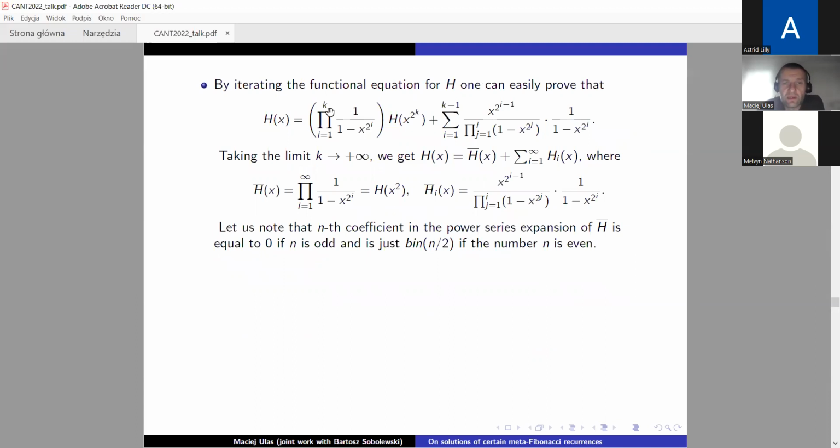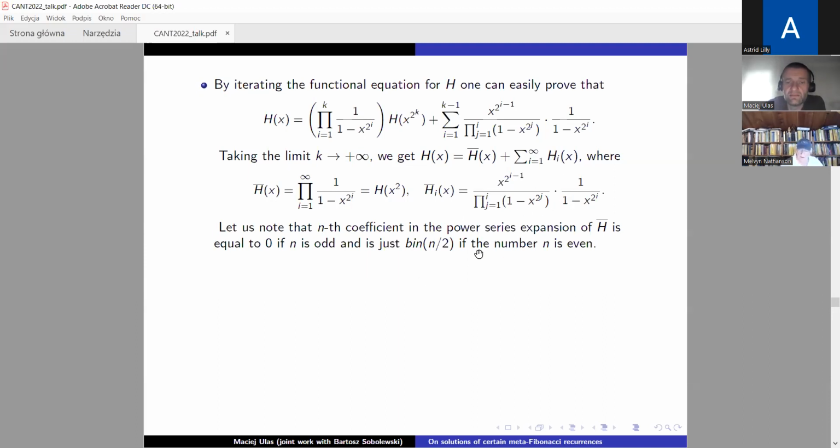And okay, so to get the result, we can iterate the functional equation for H, and for each k, we can check that H(x) is given by this formula. Let us note that here we have H in x^(2^k). So taking the limit, with k going to infinity, we get the identity that our function H is equal to the sum given here, where H' is given here. Here we should have B(x^2), and this H_i is given here.